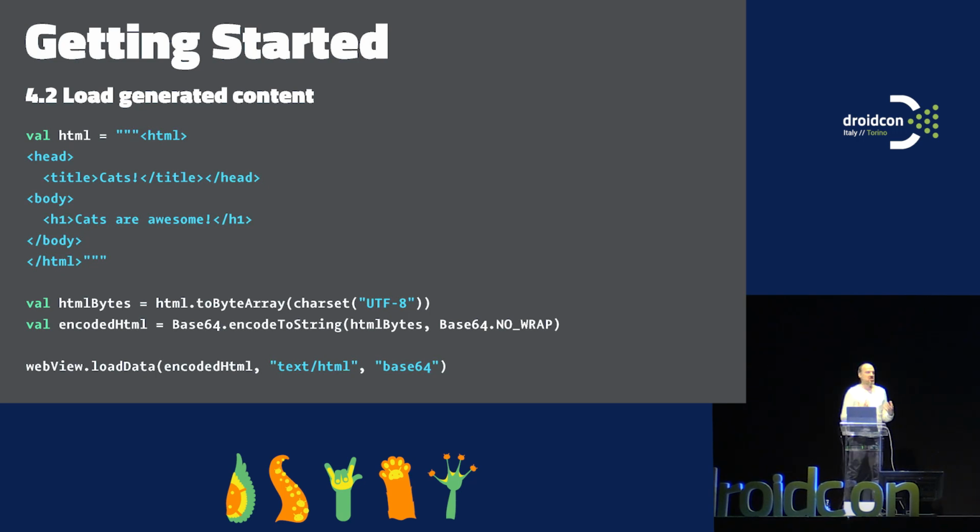Another way you can load content locally is to generate content. So if you generate an HTML string like this, you can convert it into a base64 format, and you call load data with the base64 data, and you say this is text HTML and it's base64 encoded, and it will load that HTML as a web page.